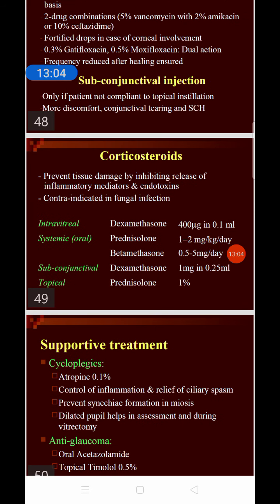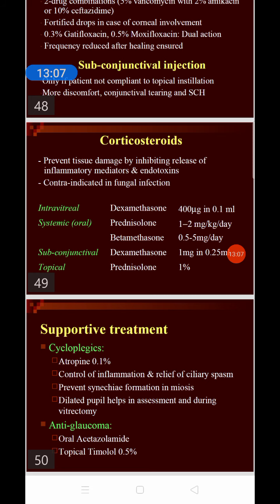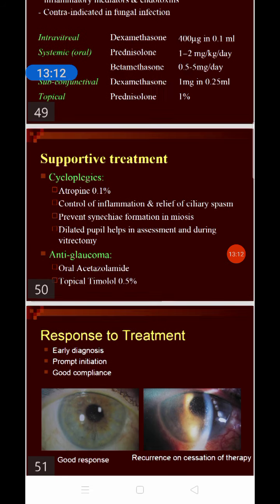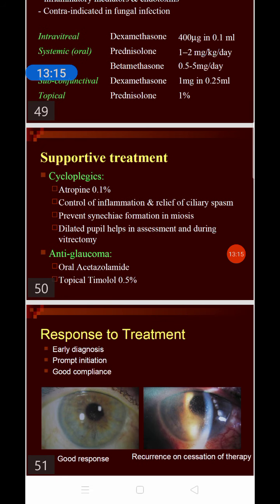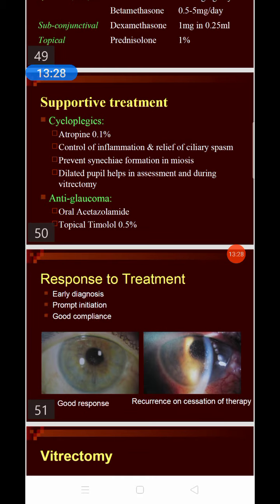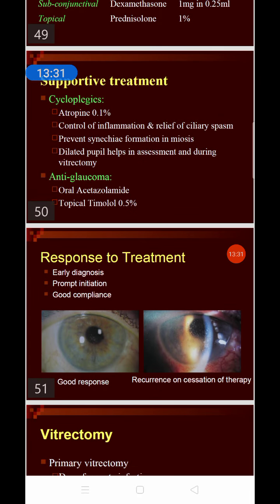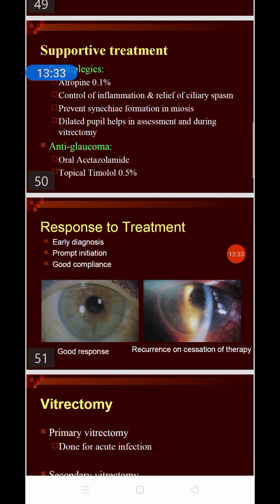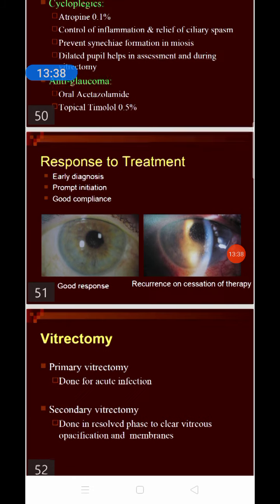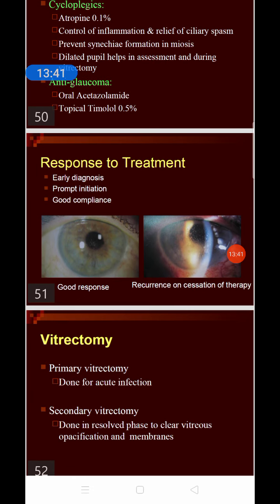Then corticosteroids prevent tissue damage by inhibiting the release of inflammatory mediators and endotoxin. Supportive treatment: cycloplegics, mainly atropine 0.1%. It controls the inflammation, relieves the ciliary spasm, and prevents synechiae in miosis, and a dilated pupil helps in assessment and also in better vitrectomy assessment. And anti-glaucoma: oral acetazolamide, topical timolol.